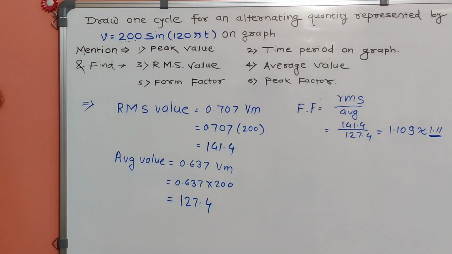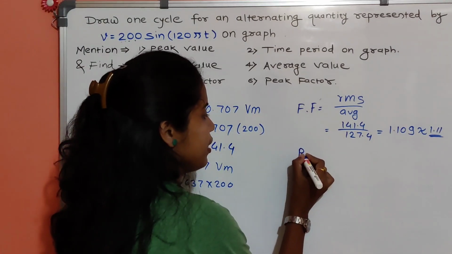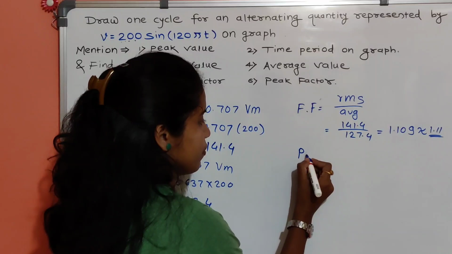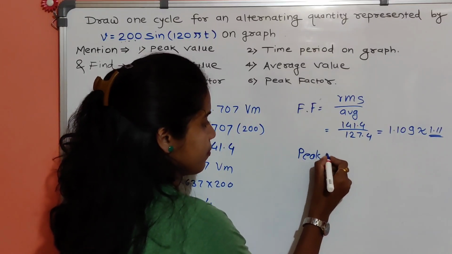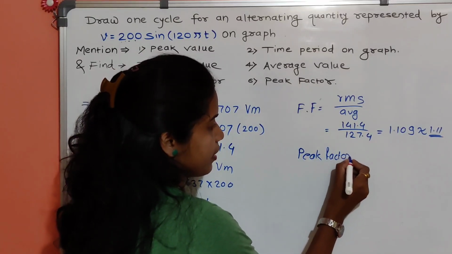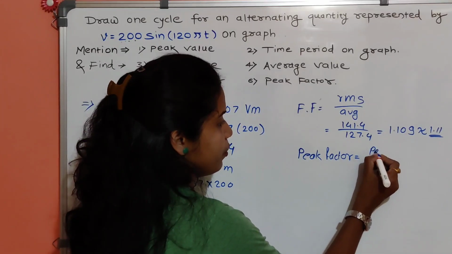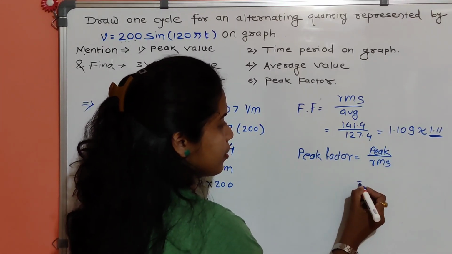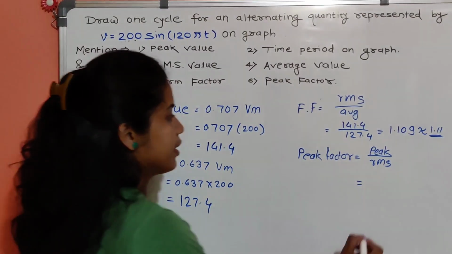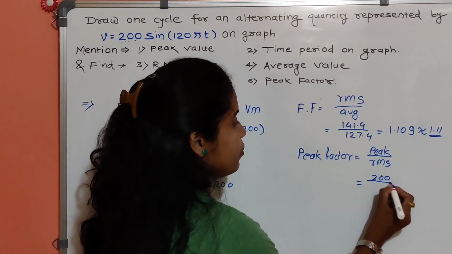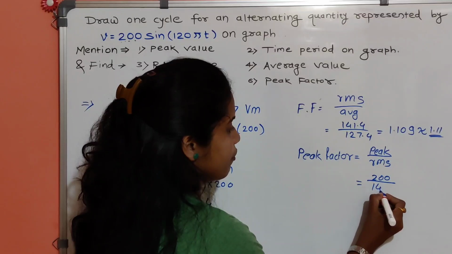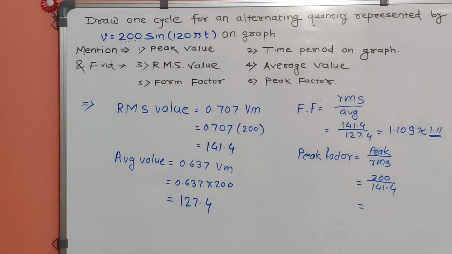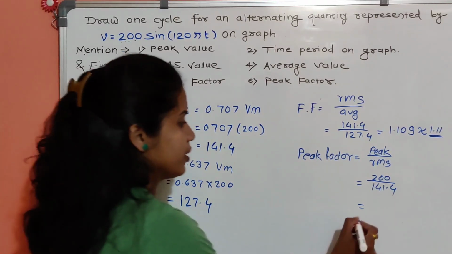And last is peak factor. Peak factor is equal to peak value upon RMS value. Peak value 200 and RMS value 141.4, that is equal to 1.41.